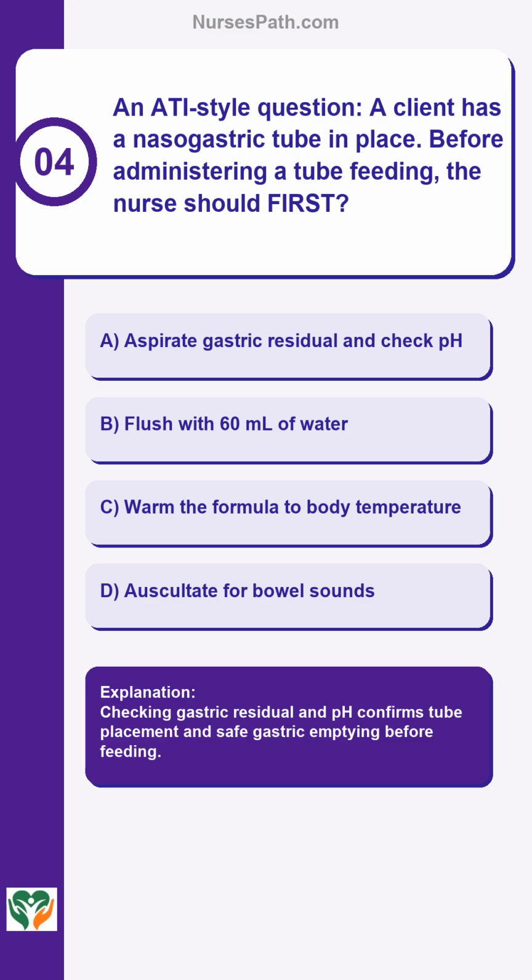Checking gastric residual and pH confirms tube placement and safe gastric emptying before feeding.